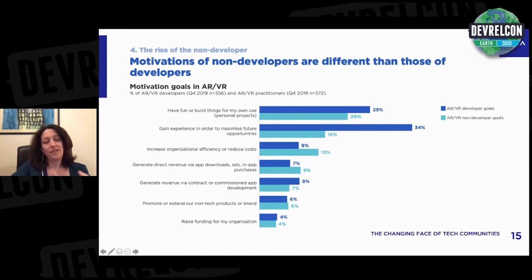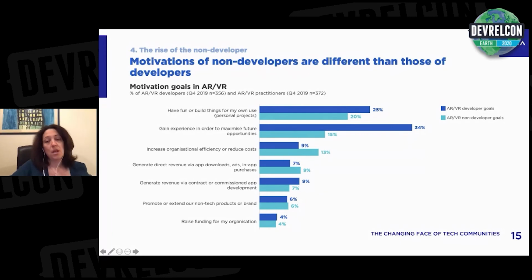And therefore they need a different approach when building community for them. So these are the motivations for both developers and non-developers in AR and VR. We have found again and again that motivations are very, very strongly correlated to the technology choices that developers make. So their choices are driven by their motivations. And there are some really interesting differences here.